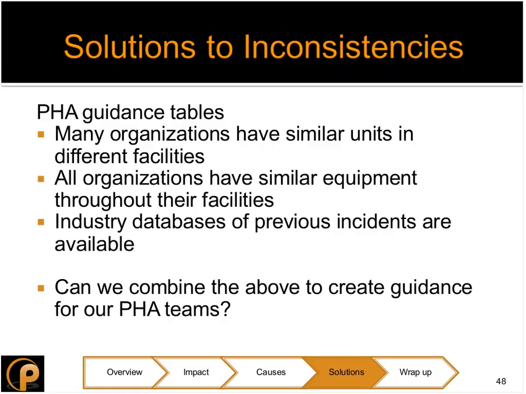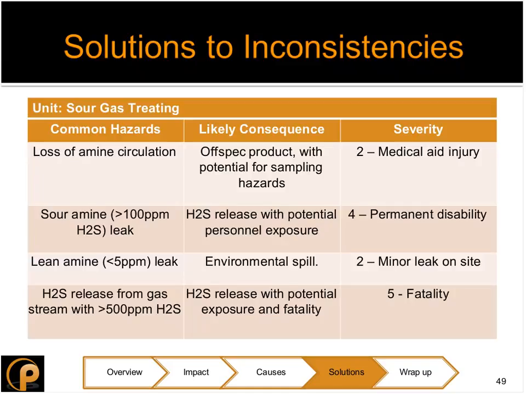And perhaps most importantly, industry databases of previous incidents are available and can help you relate the short operating time you have versus the large operating time the industry as a whole has. And we can combine these to create tables to help our PHA team come to realistic consequences. This is a very simplified version of it, but this example here is for something like sour gas treating. Every sour gas treatment plant in the world has concerns around what happens when you lose your amine circulation. What happens if you have a leak of the sour amine?